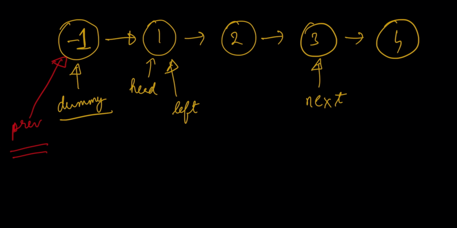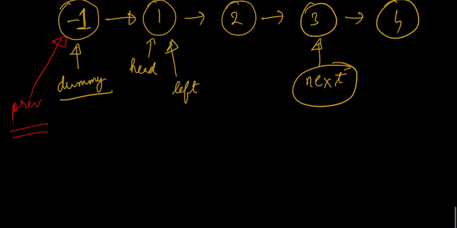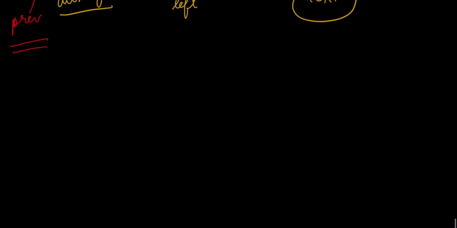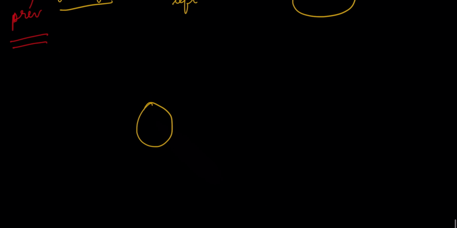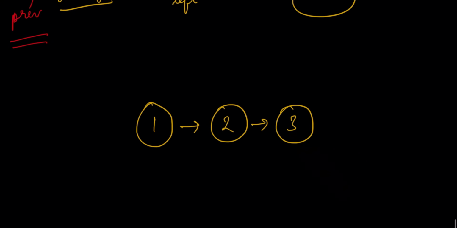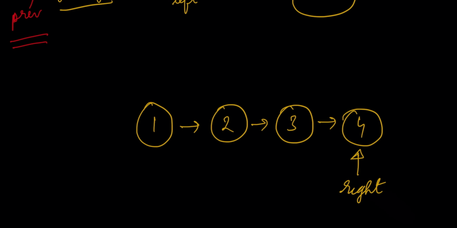The next thing we can think about is, what if the next pointer is null? Let's draw an example in which the next pointer can be null. So we have this linked list again, 3 and 4, and we have our right equal to 4. Let's say left is this.